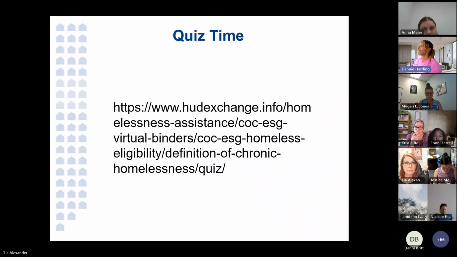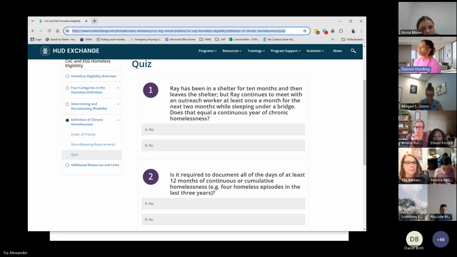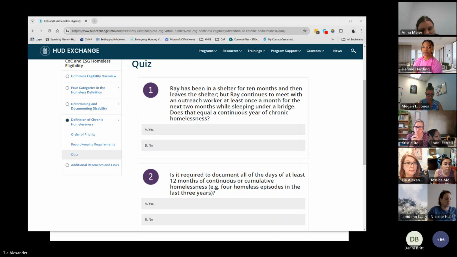The HUD Exchange website has a great quiz available. I'm going to bring it up now and we'll take it together. Please type your answer in the chat. Okay, Ray has been in a shelter for 10 months and then leaves the shelter. But Ray continues to meet with an outreach worker at least once a month for the next 2 months while he's sleeping under a bridge. Does that equal a continuous year of chronic homelessness?